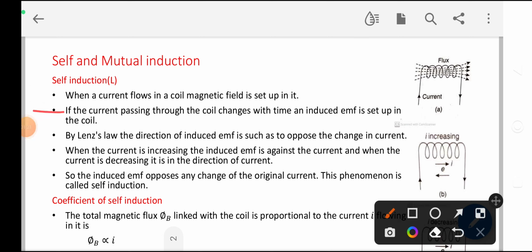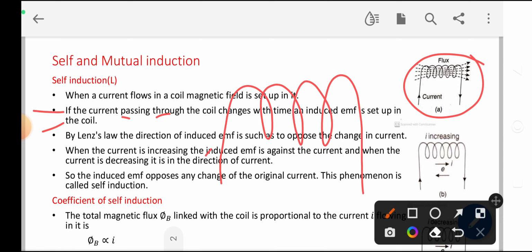If the current passing through the coil changes with time, an induced EMF is set up in the coil. See, the diagram is already shown. If the coil has current passing like this, then around the coil, as I said in the previous video, a magnetic field will form like this. And a magnetic field forming means it has to produce a north and south pole also. So which side do the north pole and south pole form? Let me explain.